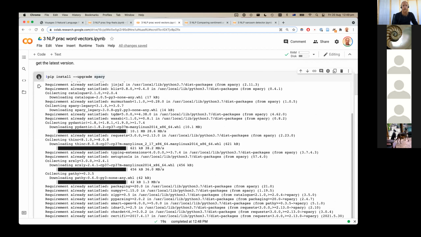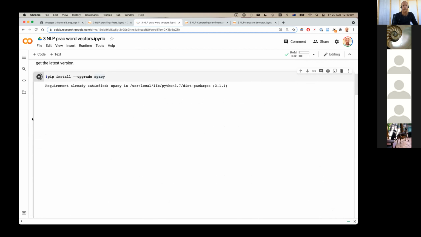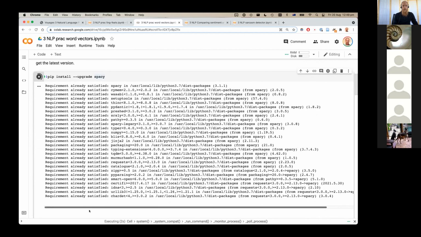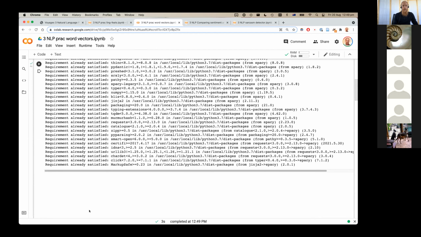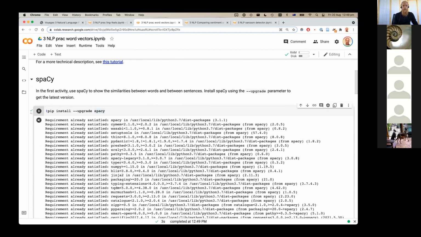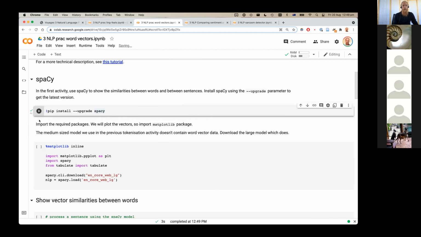I'll do that again just to be sure. Okay, requirement's already satisfied, so there's no need to reinstall that. I can clear this output just to clear up my screen. It doesn't remove the packages.